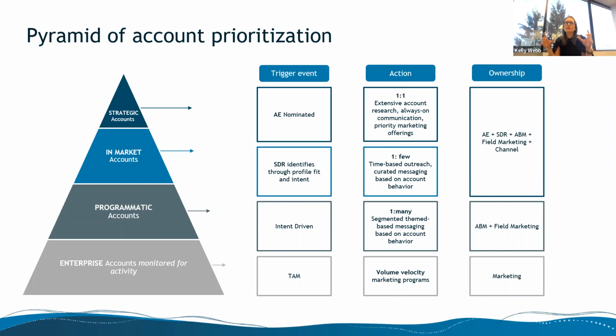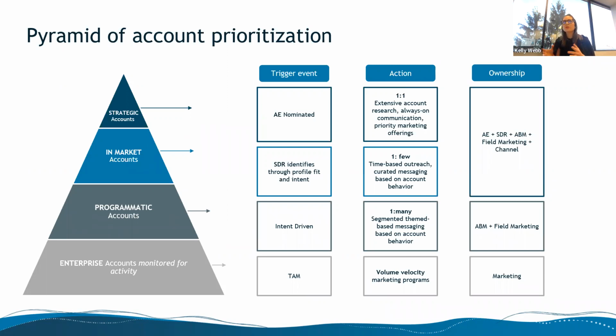Think of it as starting at the bottom and going up; it's a reverse funnel. Starting at the bottom, take into consideration one region and all the enterprise accounts available to that specific region, right? Say there are 200 accounts. Within those 200 accounts, we're always monitoring for activity. Those accounts are based on a TAM analysis, right?